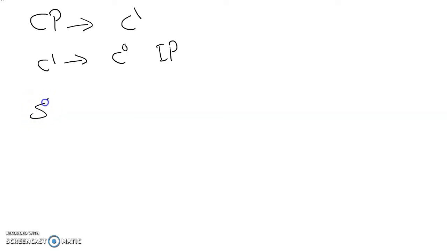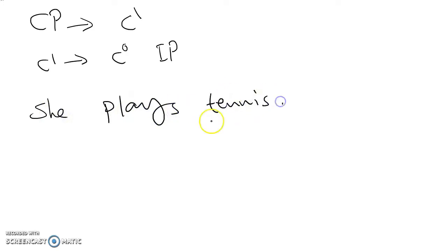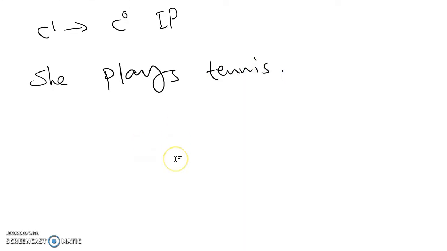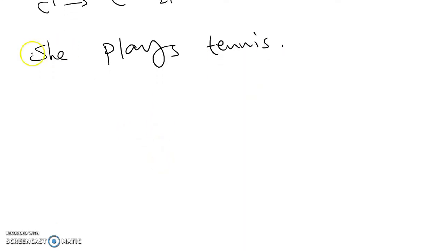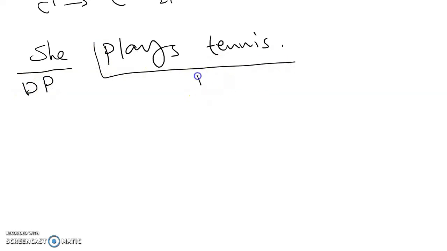Let's see, for example, she plays tennis. Okay. Now, at the beginning, we have to determine that this is the subject of the sentence, or the DP, and this is the predicate, or the IP. Now, both of these categories must be started under the umbrella of the CP. In other words, they must be the daughters of the CP.